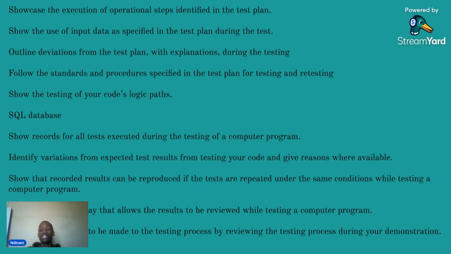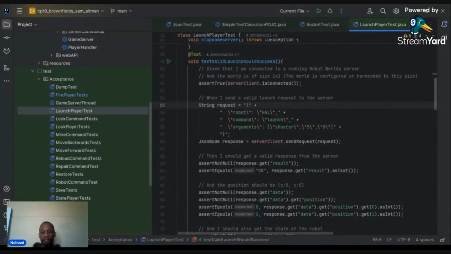Now for the second question, which is: show the use of input data as specified in the test plan during the test. Our acceptance test vividly showcased the utilization of input data. For instance, we sent both valid and invalid launch requests to the server with a precise command and argument, ensuring that our tests are accurately reflecting real-world usage scenarios. If we go to the code, you can see if a person sends a valid launch request, they should receive a string that will be sent to the client side.